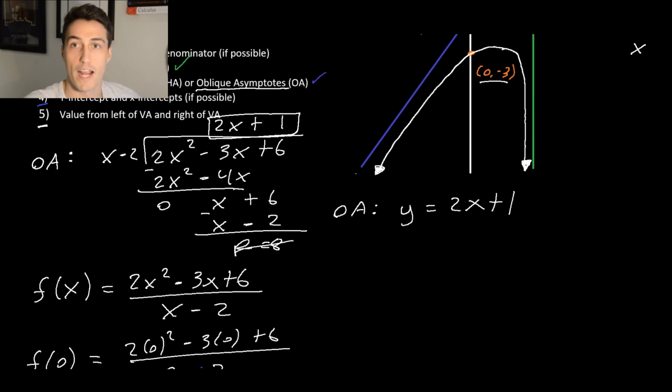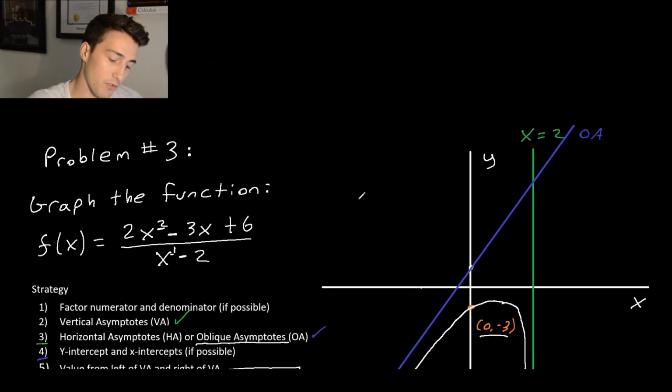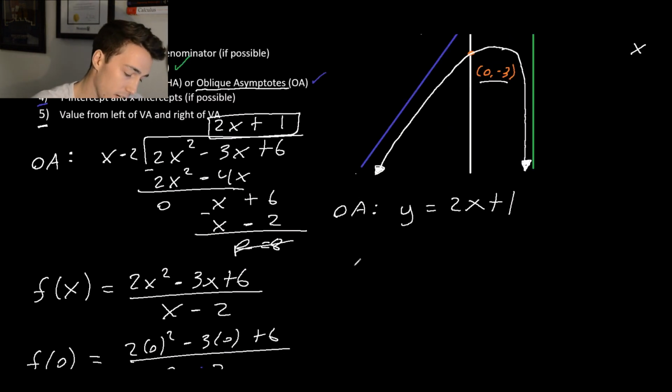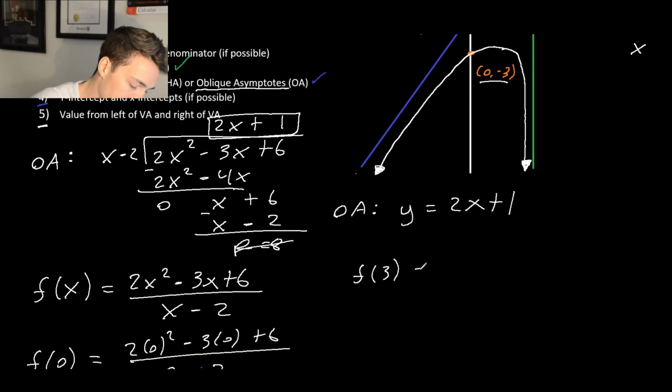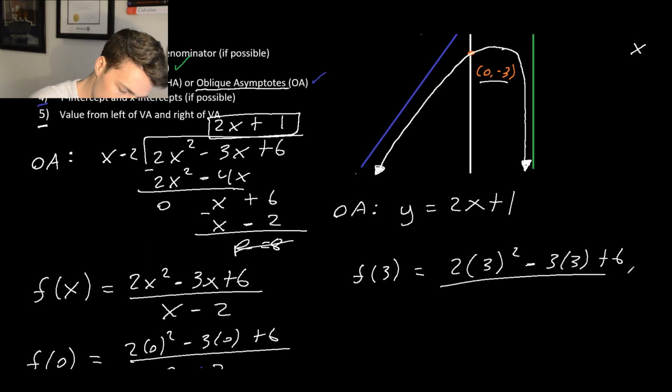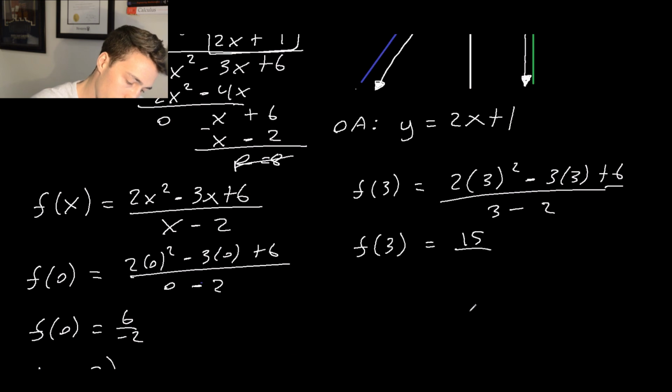So now I'm going to go to the right of this x equals 2 value. I'm going to put in an x value of 3. So we can go f of 3, and that's going to be 2 times 3 squared minus 3 times 3 plus 6, over 3 minus 2. So this is going to be, that's 9, that's 18 minus 9, that's 9, plus 6, so it's 15 over, and then 3 minus 2 is a 1. So we have f of 3 is equal to 15.